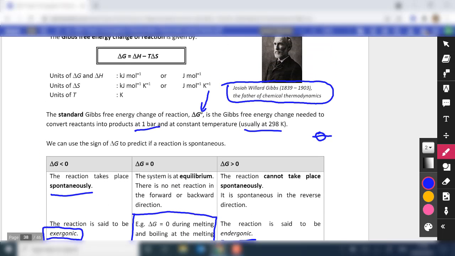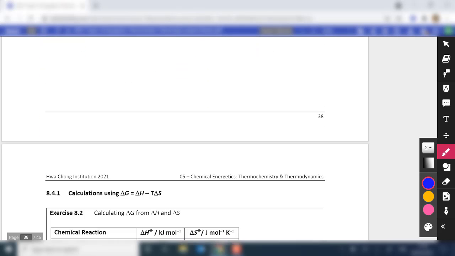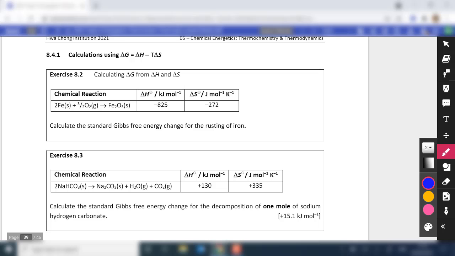We deliberately keep this short because, for H2, this is the only expression you need to know under Gibbs free energy. Of course, it's technically a lot more in depth, but we're not going to go into details for H2. So we keep this to half a page. In 8.4.1 we have exercises 8.2 and 8.3, which allow you to calculate delta G from delta H and delta S data.